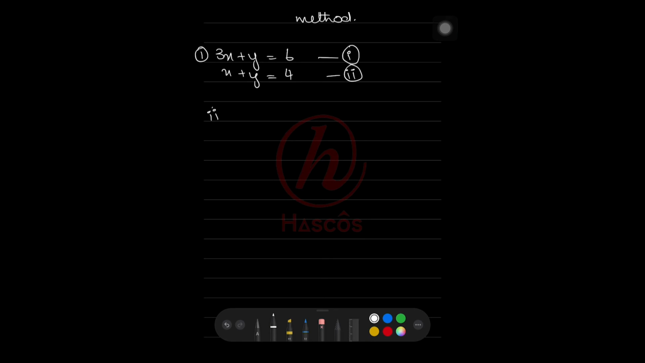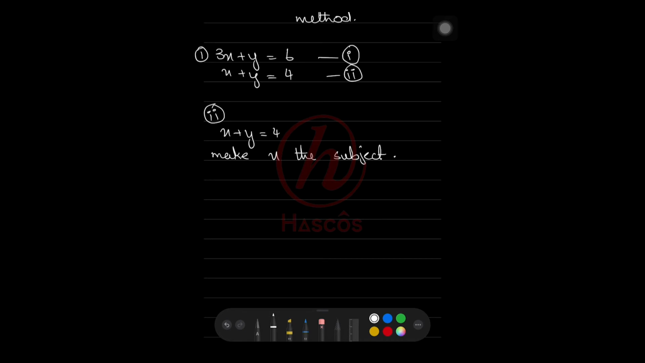So what we're going to do is pick out equation number 2, which is x plus y equals 4. From that we can make either of them the subject. We can make x the subject or y the subject. I choose to make x the subject. We could have made anything the subject from equation number 1 as well. That's completely up to you. So we make x the subject.